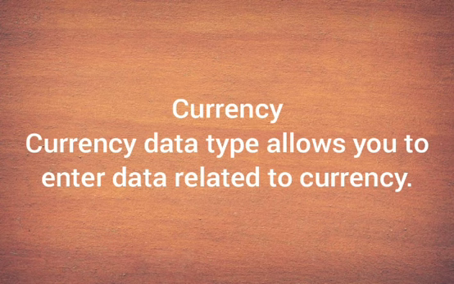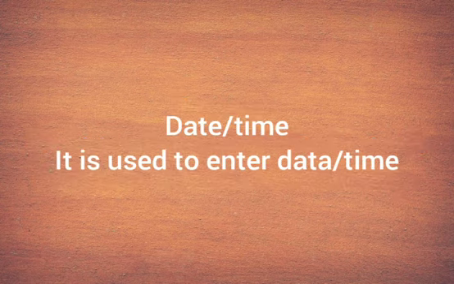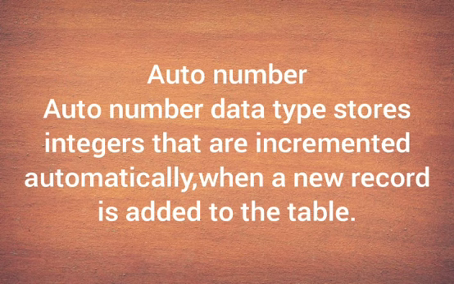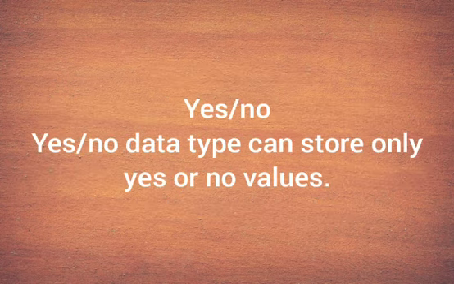Currency. Currency data type allows you to enter data related to currency. Date and time. Date and time data type is used to enter date and time. You can select different date and time formats. Auto number. Auto number data type stores integers that are incremented automatically when a new record is added to the table.